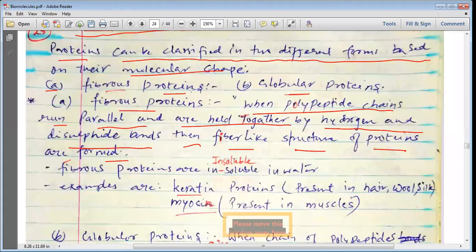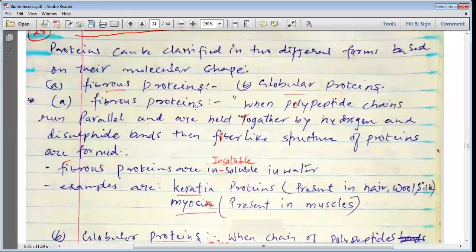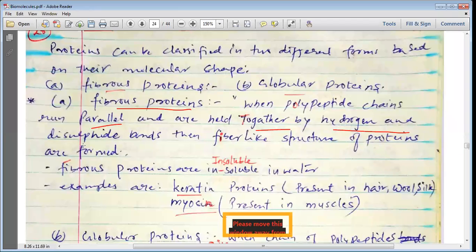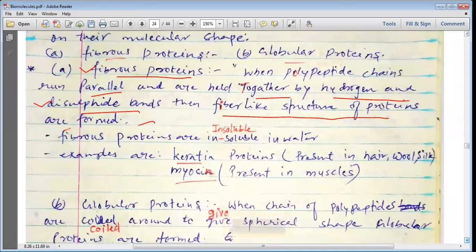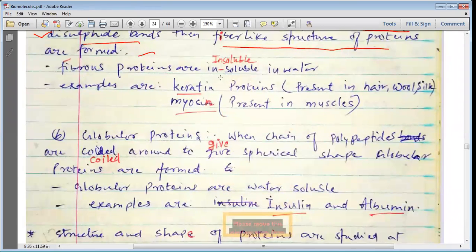So please remember, my dear students, about the fibrous proteins: when polypeptide chains run parallel and are held together by hydrogen bonds and disulfide bonds, the fiber-like structure of protein is formed, and such proteins are known as the fibrous proteins. The examples of fibrous proteins are keratin and myosin.